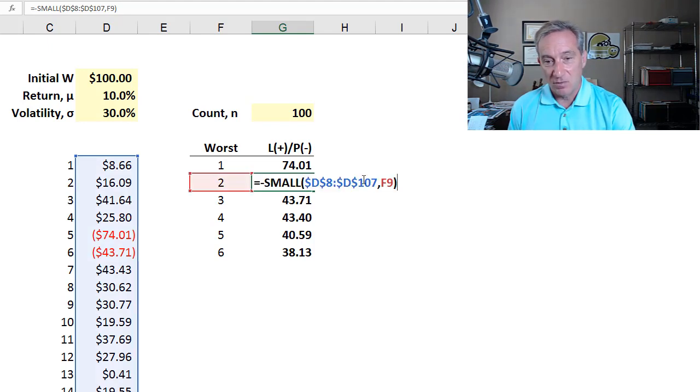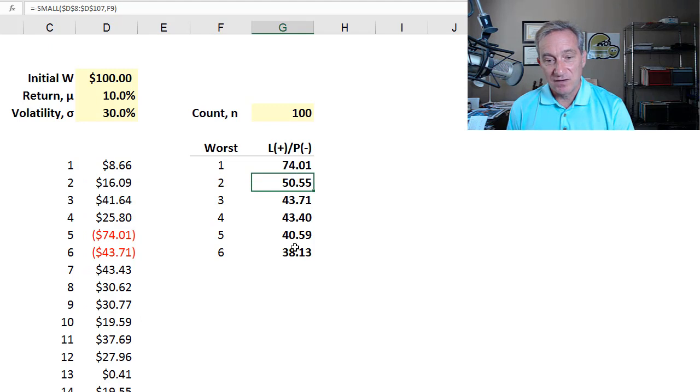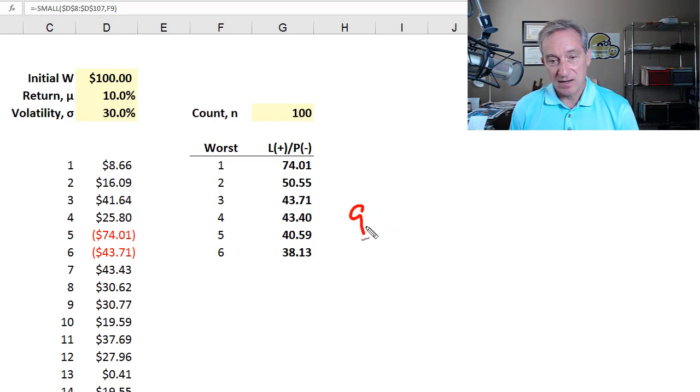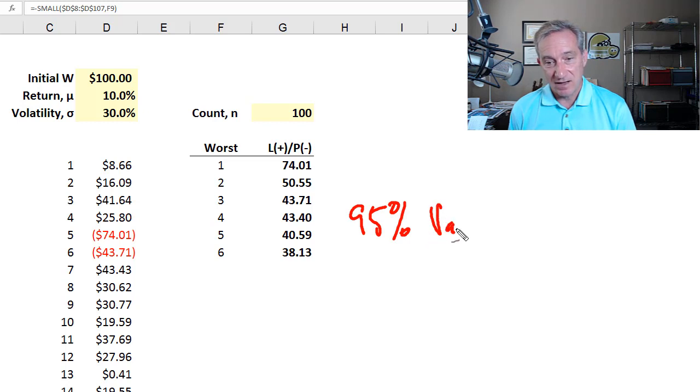So just using the small function, I'm retrieving them in sorted order from worst to last, where I'm representing a negative as a positive, consistent with what we call LP format. Now, what if I wanted to say, what is the 95% confident value at risk under this simple historical simulation?